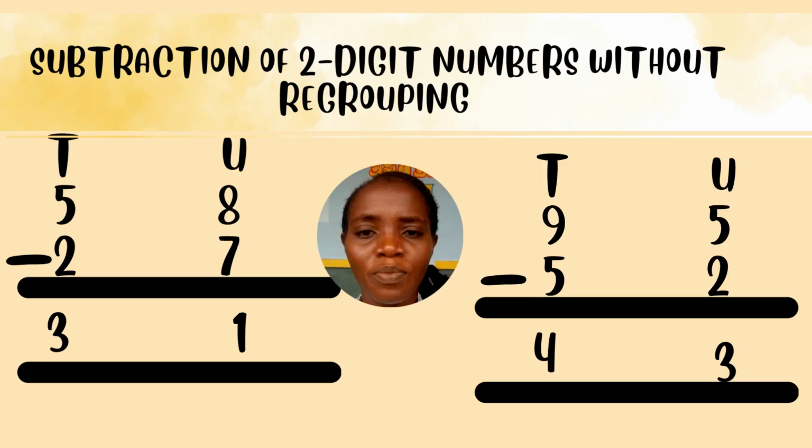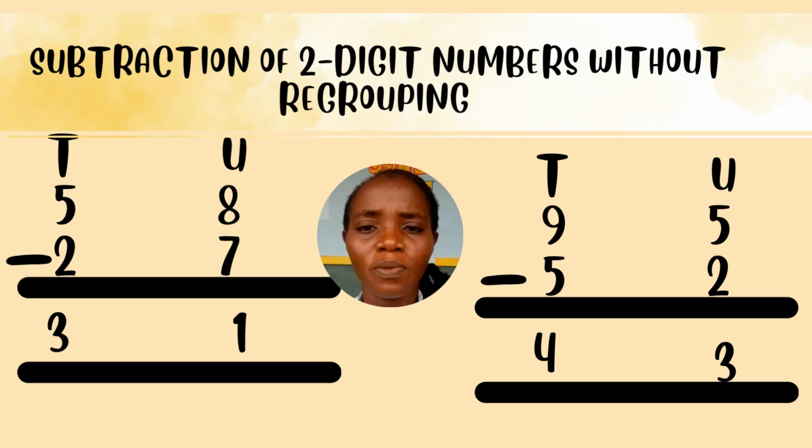Firstly, we'll be looking at subtraction of two-digit numbers without regrouping. Here, there will be no need for borrowing or moving a number from one place value to another. I have two examples here, and the first one is 58 minus 27. The second one is 95 minus 52. When performing operations on addition or subtraction, remember, you begin from the unit place.